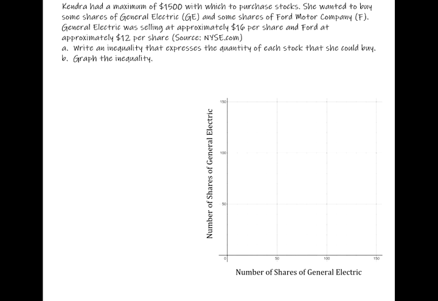What we want to do is write an inequality that expresses the quantity of each stock that she could buy. Quantity is the key word here. That means how many. So basically write an inequality that expresses how many shares of each stock she could buy, and then we're going to graph that inequality. What we're looking for is the number of stocks. That's what the word quantity means, the number of.